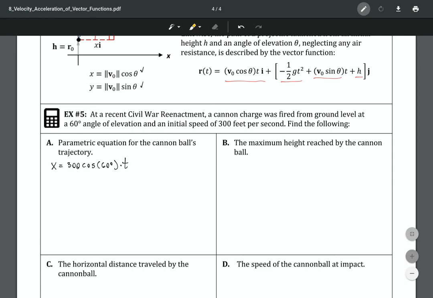Now, the trajectory in the y direction will be given to you by this other part right here. On this one, we're assuming the h naught, or the initial height, is 0. So we have the initial velocity times the sine of 60 times t, minus, now because they want this in feet per second, the acceleration of gravity is 32 feet per second squared. That's why I'm going to write this as negative 1/2 of 32, which is 16, so this is 16t squared.